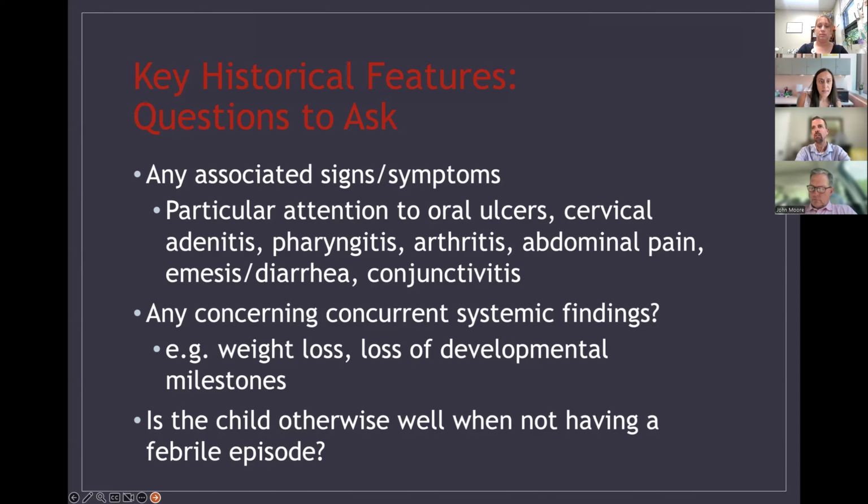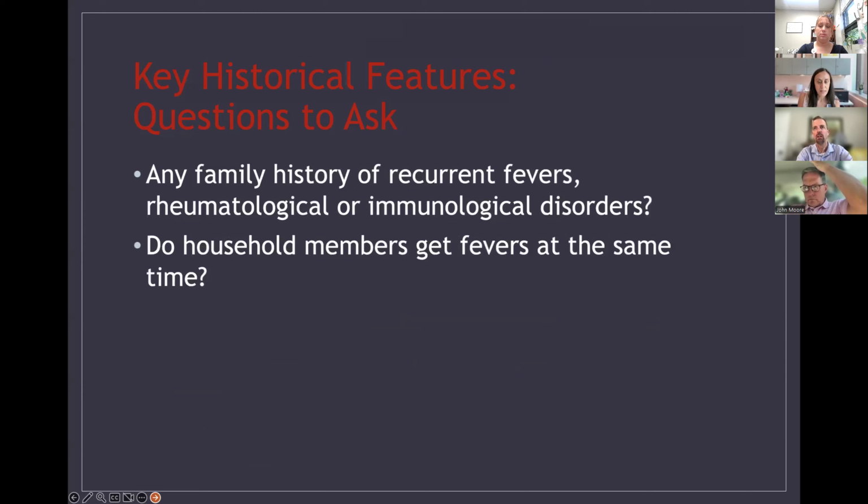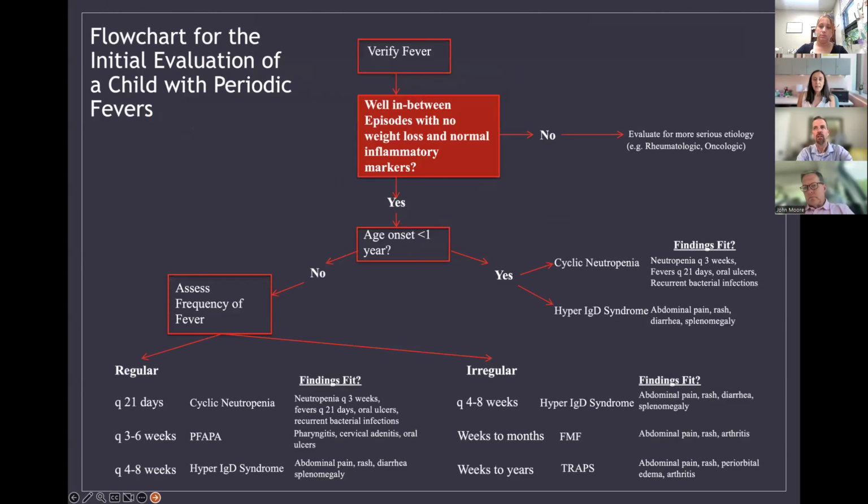Is there anything else concerning systemically? Is this child failing to thrive? Is this child losing milestones or failing to meet milestones? And then how does the kid look in between? Are they completely normal in between, or do they look sick all the time with these flares? Those are all clues, and we'll go through why those are all important questions in a minute. And then obviously, is anyone sick at the same time? And does anyone else in the family have this same history?